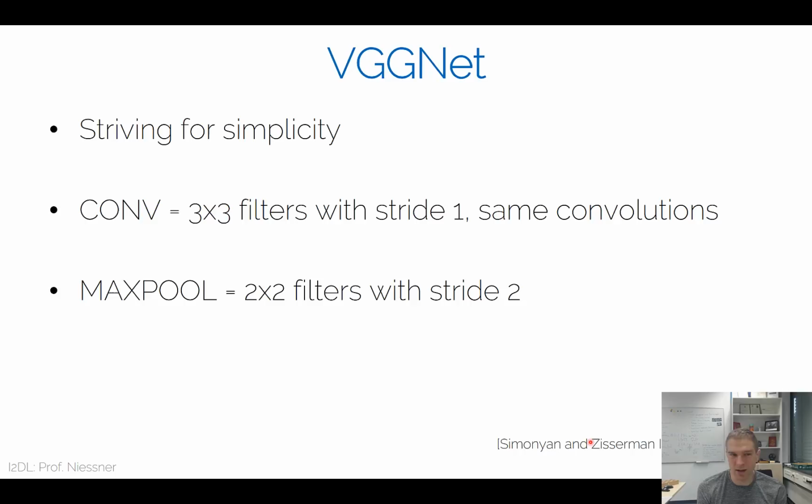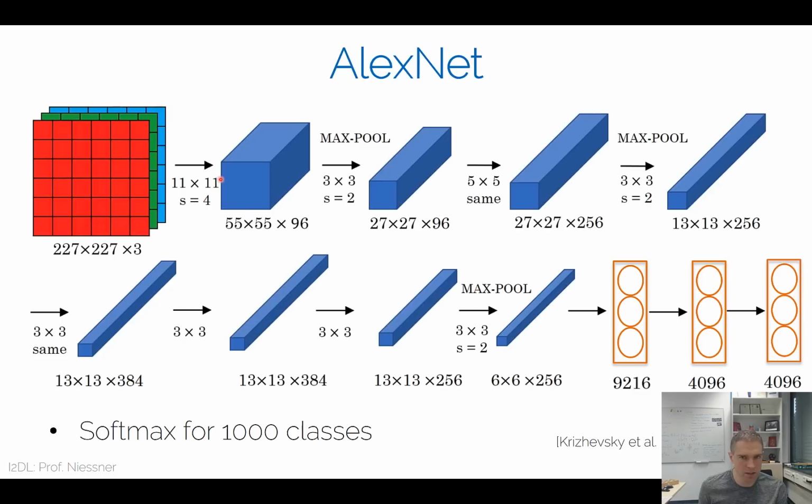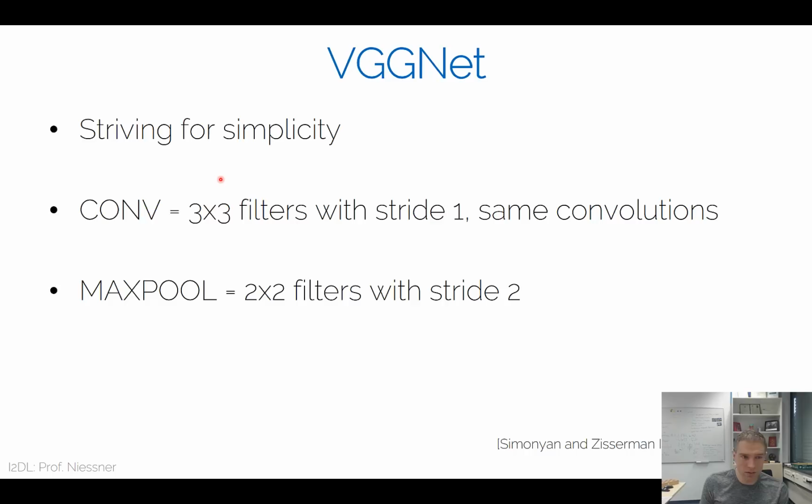The idea of VGGNet is they're striving for simplicity. The core argument is, AlexNet had these 11 by 11 convolutions, if you look back. VGGNet argued that we're rather going to use smaller convolutions, in this case 3x3, the smallest possible. We're going to use a stride of 1, and pretty much use the same convolutional layers throughout the whole network. Because the convolutions are a little bit simpler, we're just going to have more layers. So the argument is: give me more layers, but make each layer a little bit simpler.